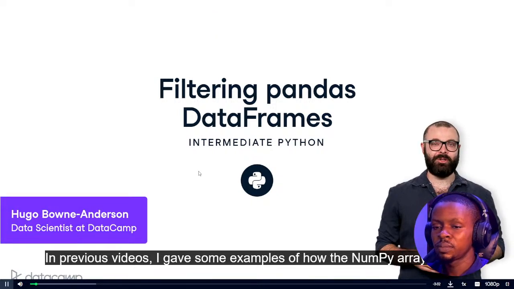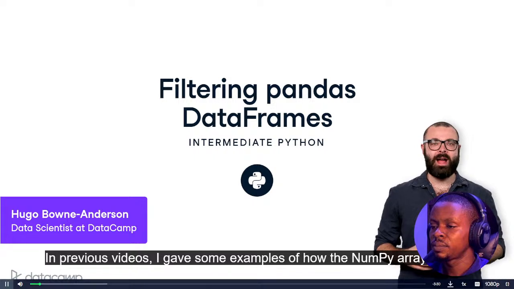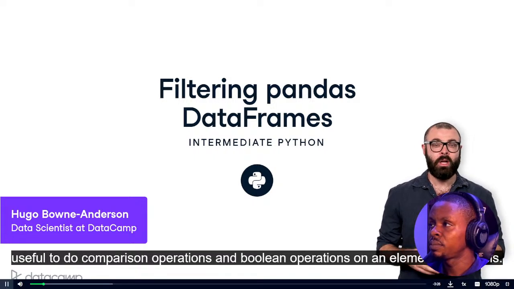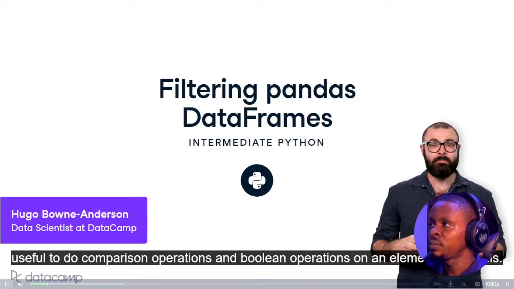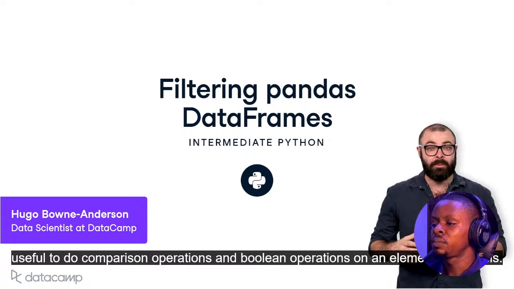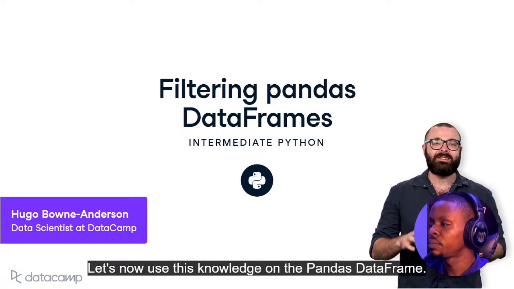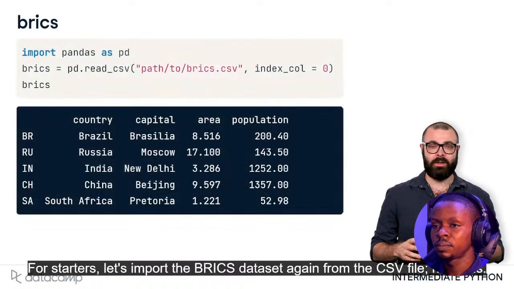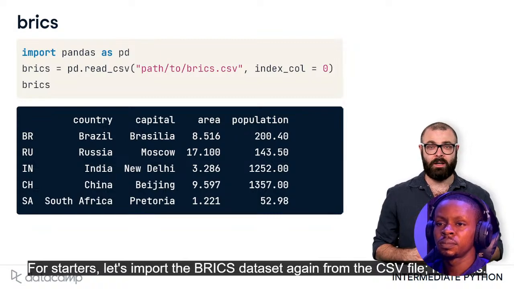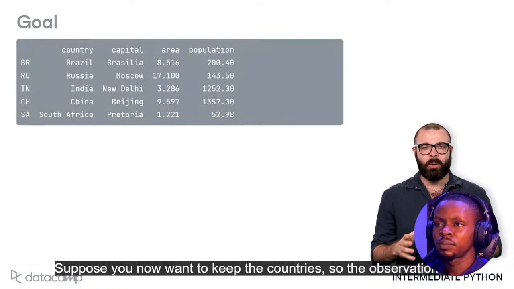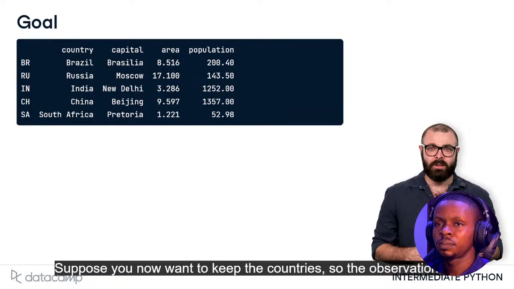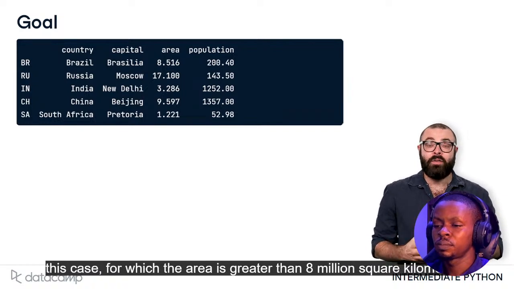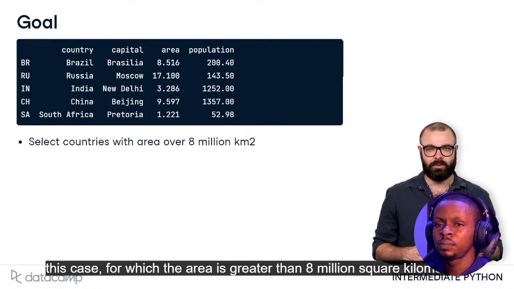In previous videos, I gave some examples of how the NumPy array can be useful to do comparison operations and Boolean operations on an element-wise basis. Let's now use this knowledge on the pandas data frame. For starters, let's import the BRICS dataset again from the CSV file. Here it is. Suppose you now want to keep the countries, so the observations in this case, for which the area is greater than 8 million square kilometers.